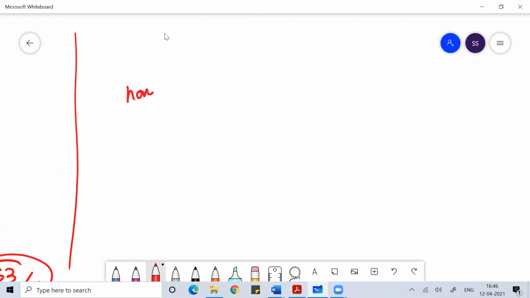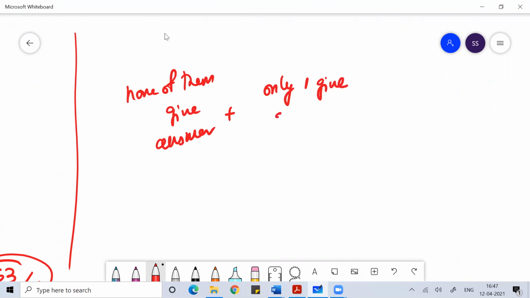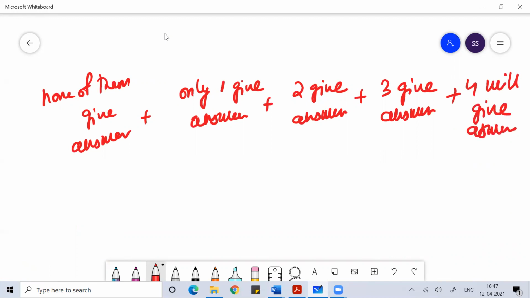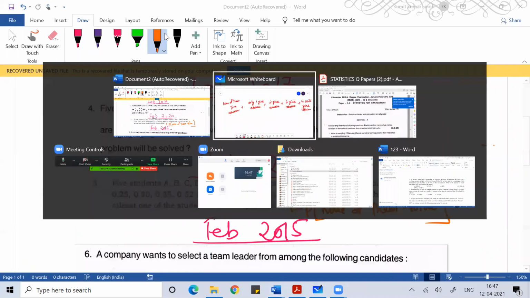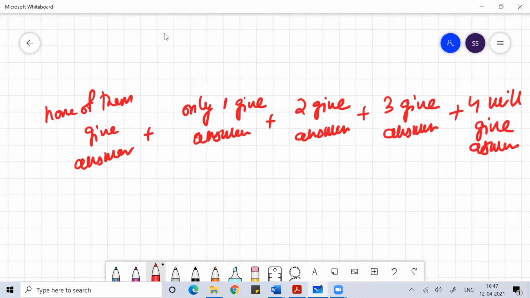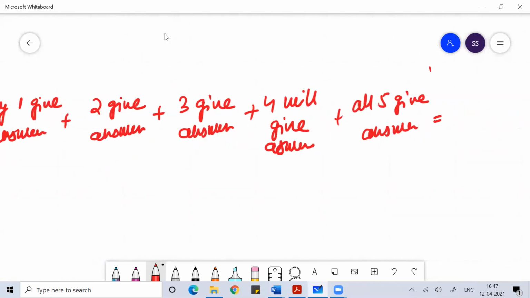What can happen? See, none of them give the answer. Plus only one gives the answer, plus two will give the answer, plus three will give the answer, plus four will give the answer, means all four people will give the answer. How many people are there? Five, A, B, C, D, E, and all five give the answer. Okay. The sum total of the probability of this is equal to 1.